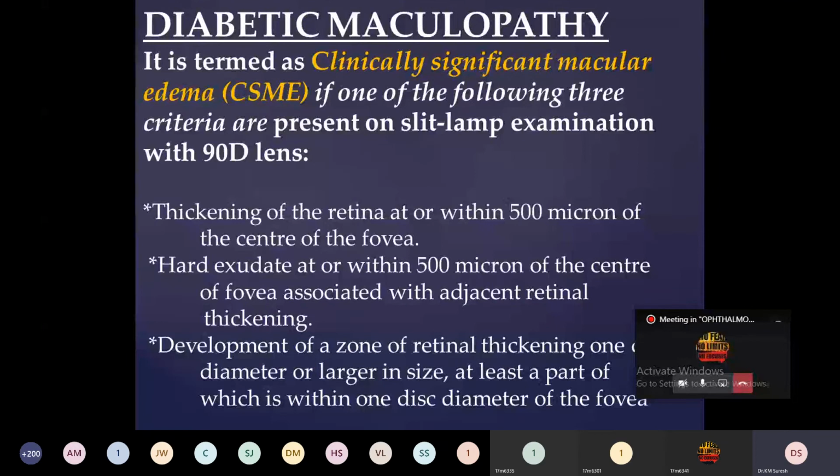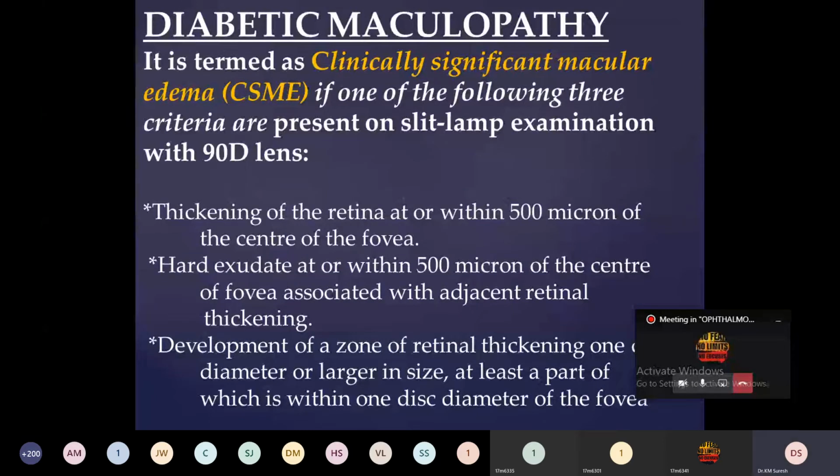The terminology clinically significant macular edema is very frequently used in diabetic retinopathy, and diabetic maculopathy is termed clinically significant macular edema if one of the following three criteria is present on slit lamp examination with a 90D lens. As you know through your previous knowledge of examining the retina, you cannot examine the retina with the slit lamp alone. You have to have a 90D lens along with the slit lamp biomicroscope to see the retina.